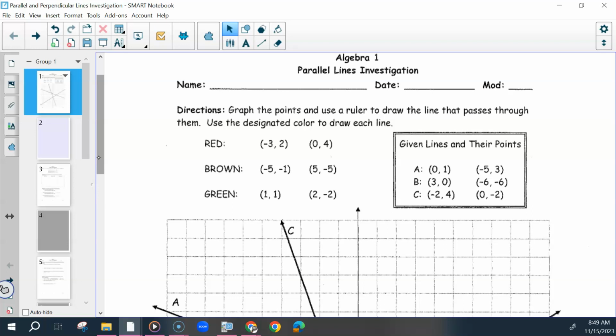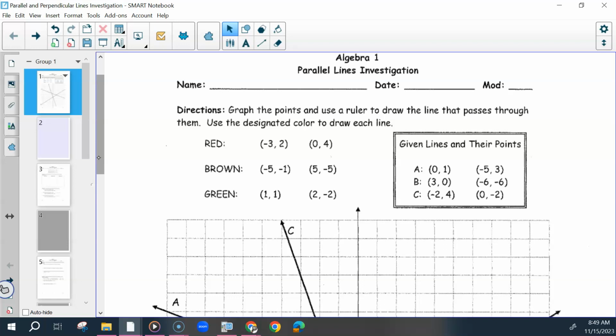The points that are listed under red, brown, and green, you need to plot these 2 points and then find the slope and keep plotting points. Make a line, extend it all the way through your graph. So plot these 2 points, count the slope, and then keep going all the way with your red color pencil. Then do the same thing with brown and do the same thing with green.